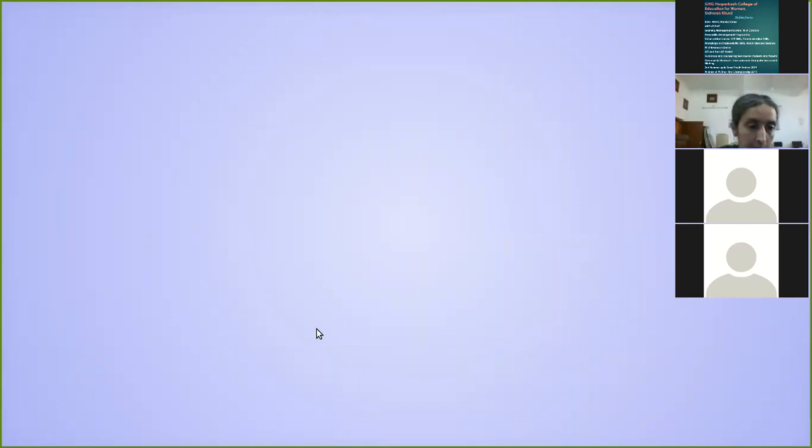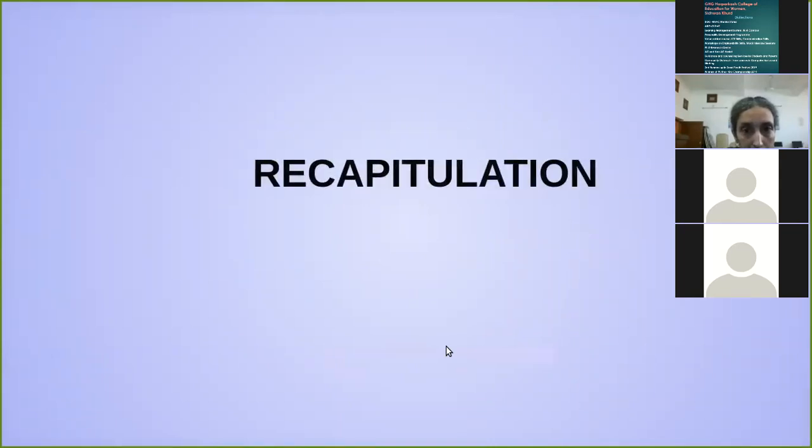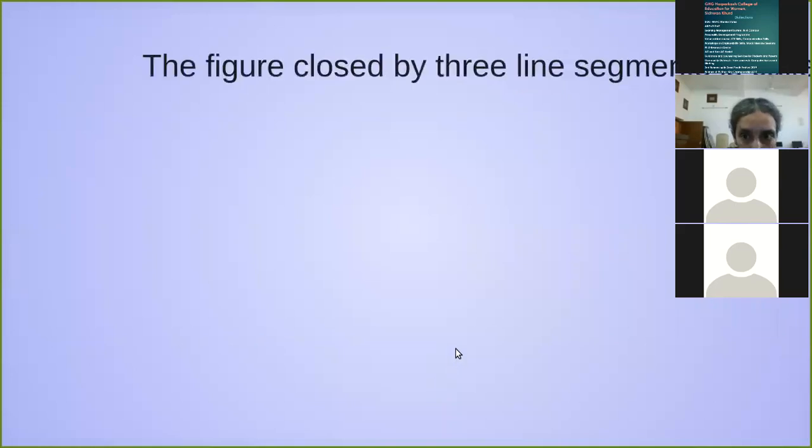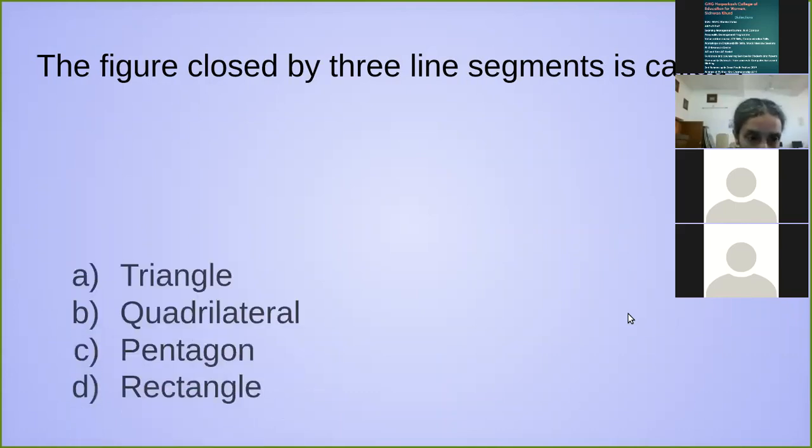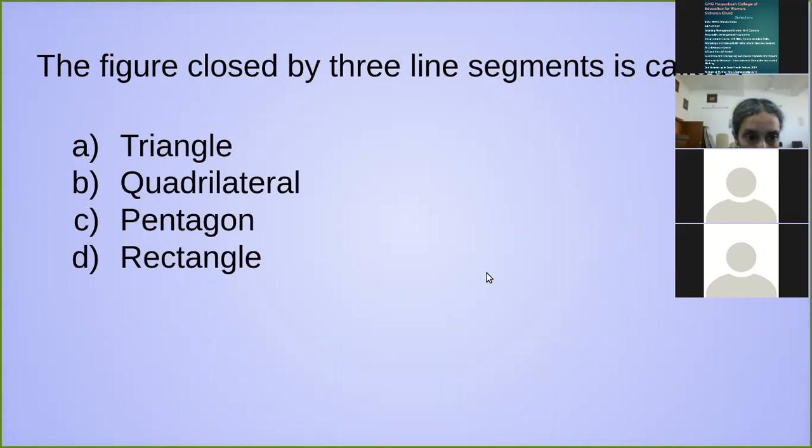So beta, now I'm just going to have a recap of what we have learned today. For that, I'll ask you some questions and you all please pay attention to them and try to respond as soon as possible. Now the first question is: the figure closed by 3 lines is a triangle. Options are given. Okay beta, that was actually quite an easy question. So you are right, that is triangle.